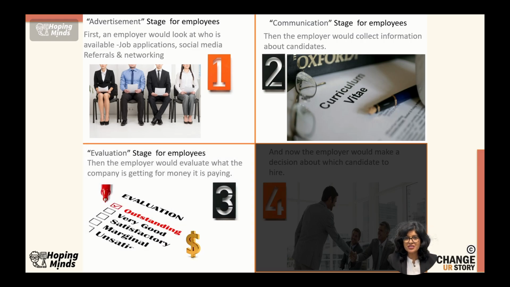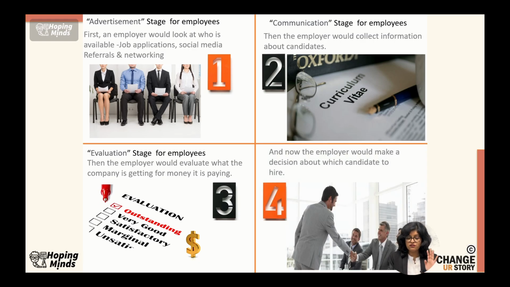Stage 3, evaluation stage for employees, where the employer would evaluate what the company is getting for the money it is paying. Remember, Peter had a budget, right? This is the money I have and these are the options of the car that I have to buy. What happens in the evaluation stage? The employer would say, this is my budget for this position, this is how much I can pay. Let me see who all are available. Having advertised and collected the information, the employer evaluates: this is the budget for the job in question and these are the applicants. Stage 4, and now the employer would make a decision about which candidate to hire.